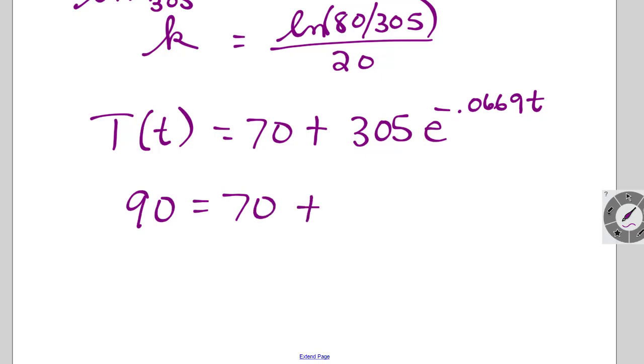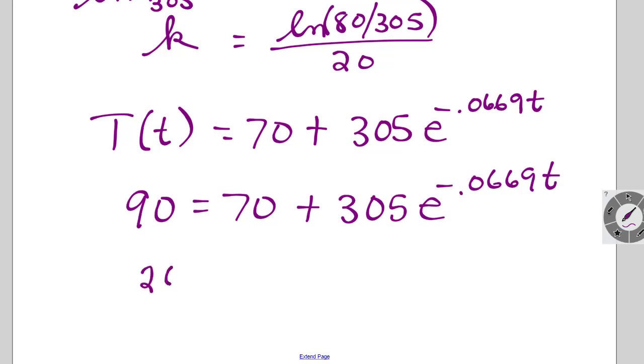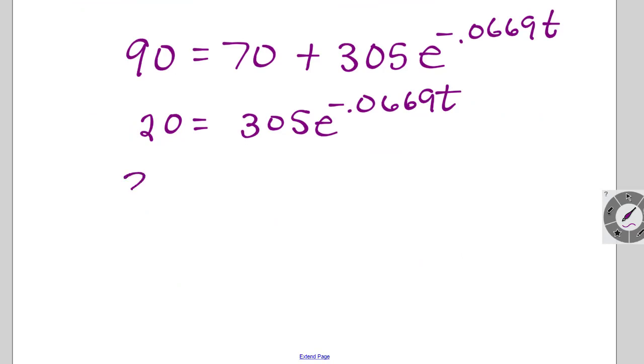equals 70 plus 305 e to the negative 0.0669t. We subtract 70 from both sides, so that's going to give me 20 equals 305 e to the negative 0.0669t. And I can divide both sides by 305. So 20 over 305 equals e to the negative 0.0669t.